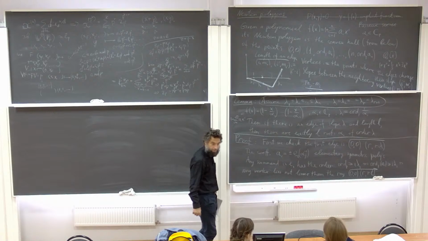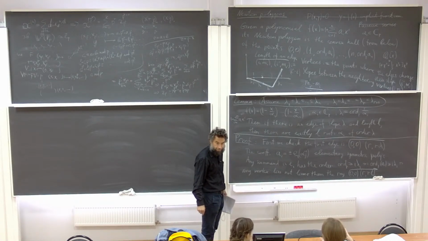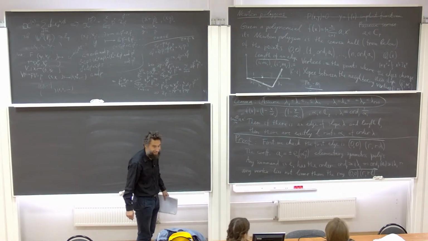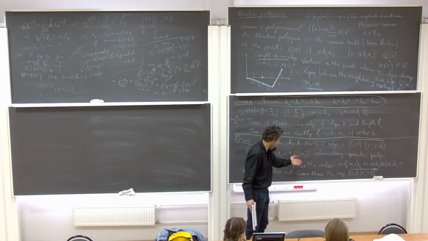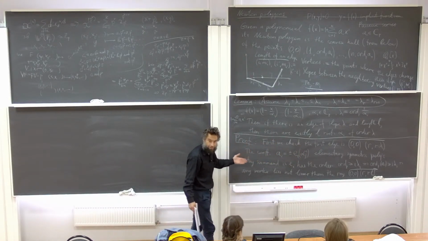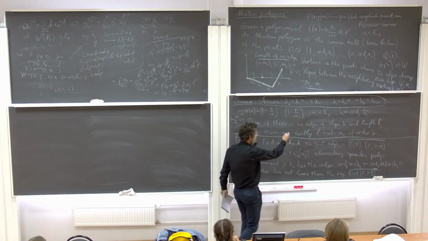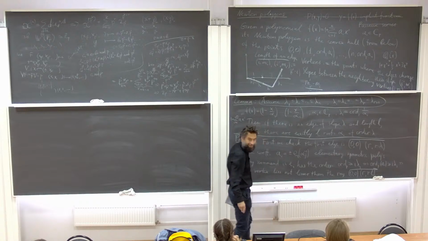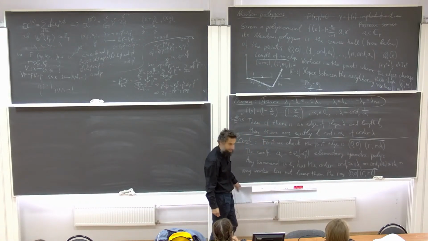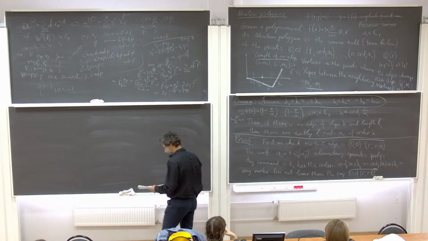We sum up all these lambdas. For example, if it's E1, then it's just the sum of all those guys. Each of them has order at least lambda 1 by the triangle inequality.